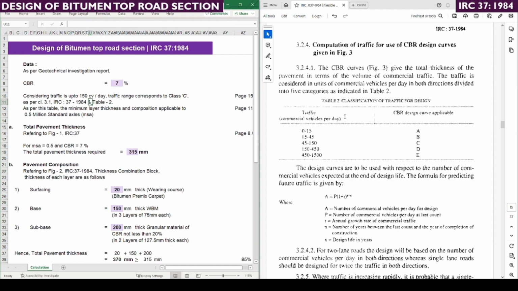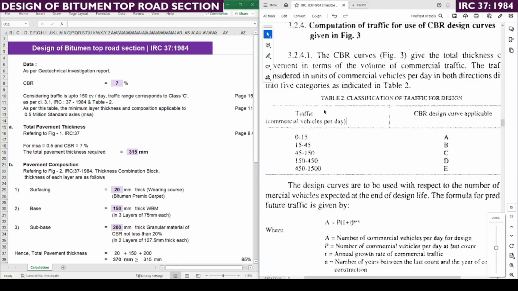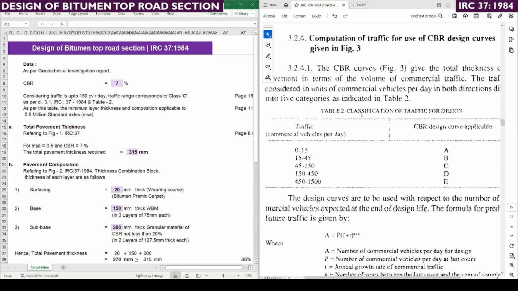Here you can see on the right-hand side in the PDF file Table 2, classification of traffic for design. The commercial vehicles per day, as per the technical specifications, we assumed is 150 commercial vehicles per day. Accordingly, the applicable CBR design curve is C. We can get this information from page number 15 of IRC 37 1984.